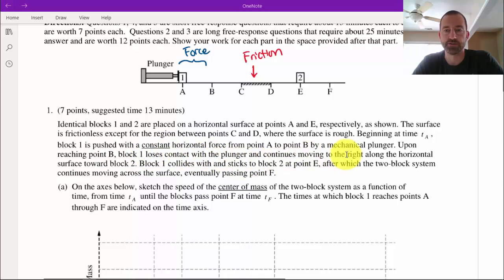It says that upon reaching point B, block 1 loses contact with the plunger and continues moving to the right along the horizontal surface toward block 2. Block 1 collides with and sticks to block 2 at point E, right there, after which the two block system continues moving across the surface, eventually passing point F. So that looks like a perfectly inelastic collision, a sticky collision.